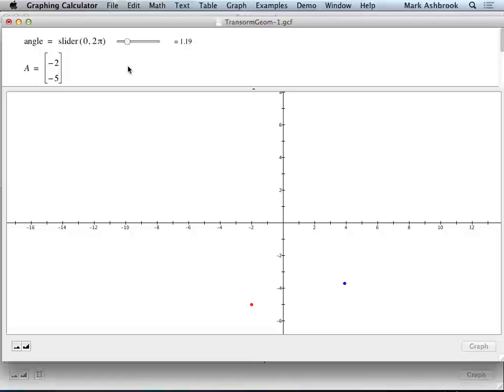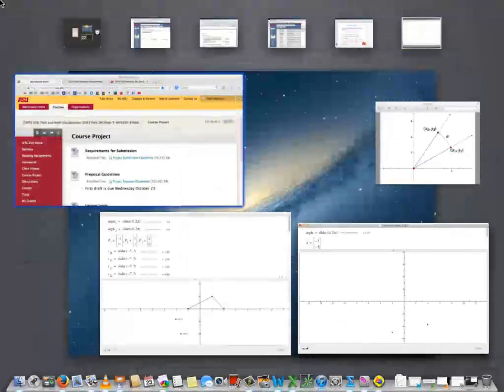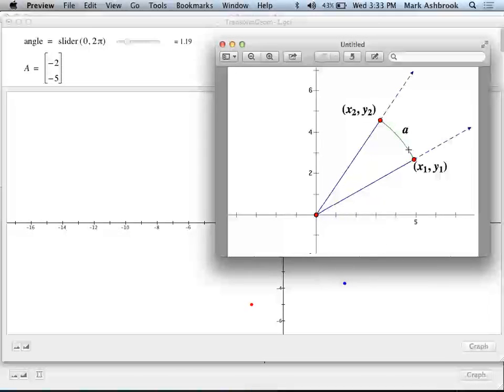Okay, so we're having a discussion about input and output. So what's the input? Is it this point? Is it the angle or both?